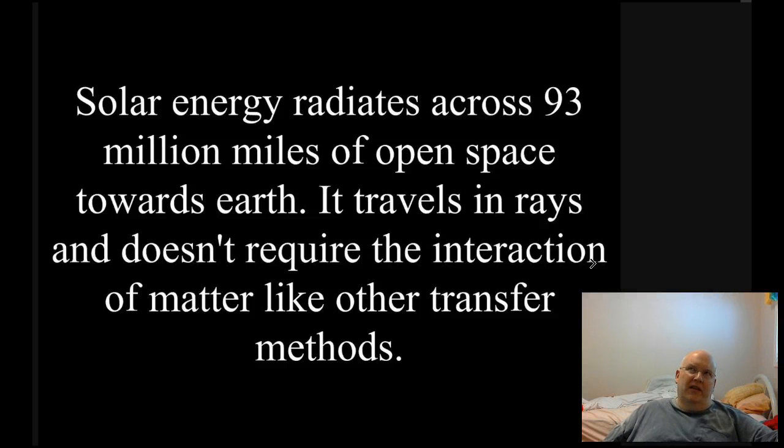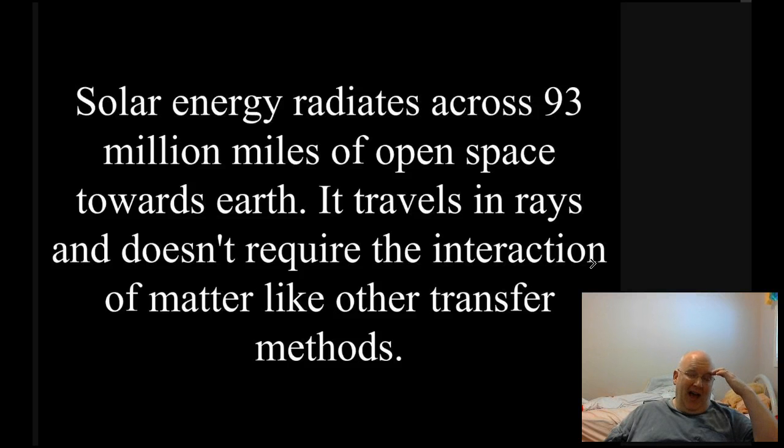So how does the energy produced during nuclear fusion get across open space between the sun and the earth, which happens to be 93 million miles away? There's no matter out there. There are no particles of matter between the sun and the atmosphere of the earth. So there's only one method that does not require matter to help transfer the energy, and that's radiation.